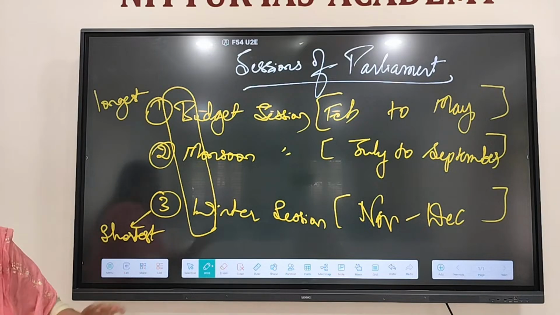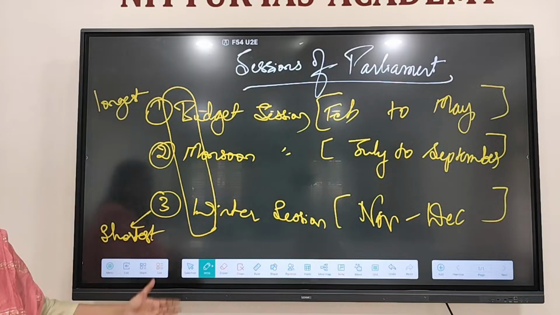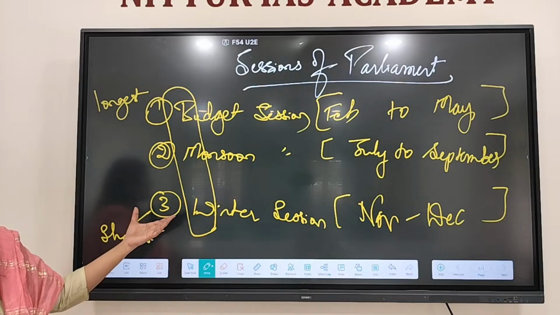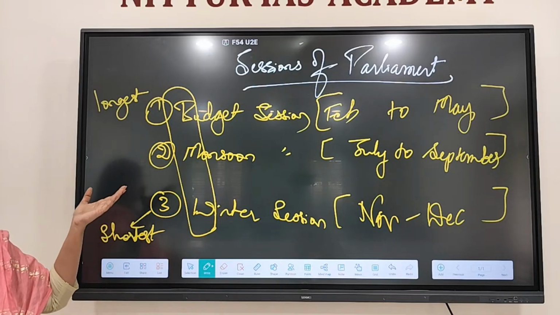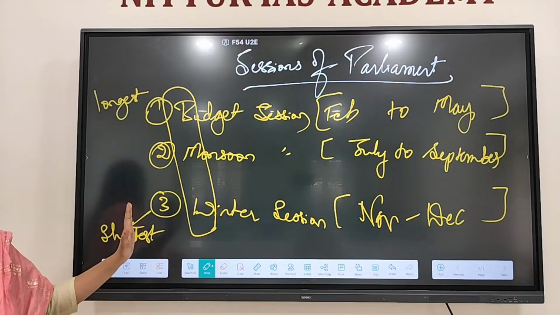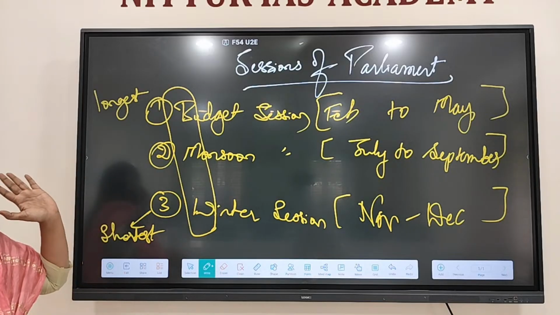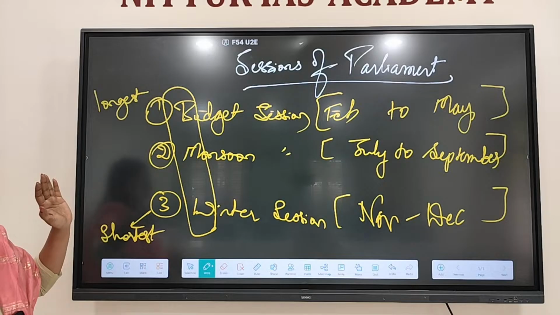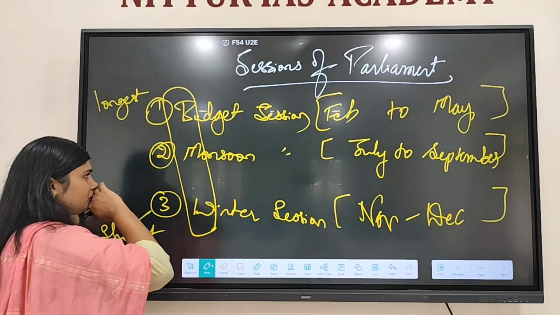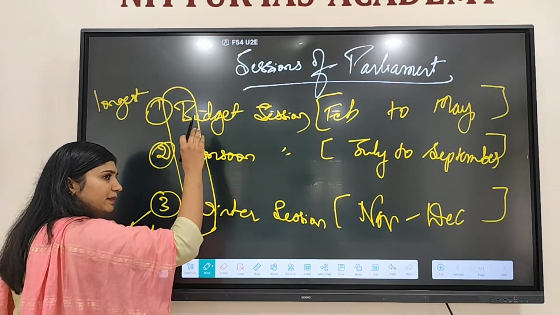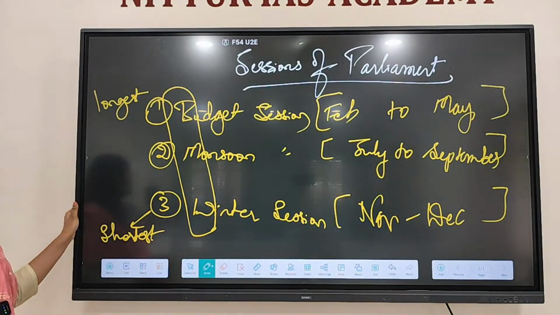Next comes the monsoon session. It will be in the month of July to September. Next is the winter session, November to December. It's the shortest session in parliament. They will discuss problems, schemes, policies and laws in these sessions. That's it. And along with that, the maximum period between the sessions should not exceed 6 months.